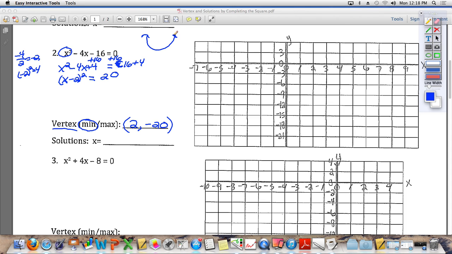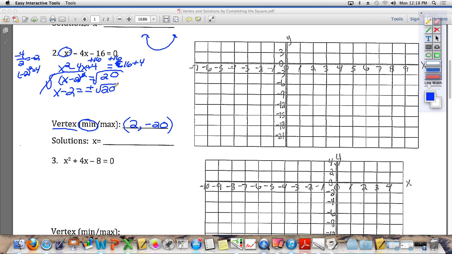The solution, what do I do to find the solution? Yeah, take the square root of each side. Take the square root of the left, take the square root of the right. Whenever you take the square root of something squared, the square root and the squared cancel each other out. And it leaves you with x minus 2 is equal to positive and negative square root of 20.